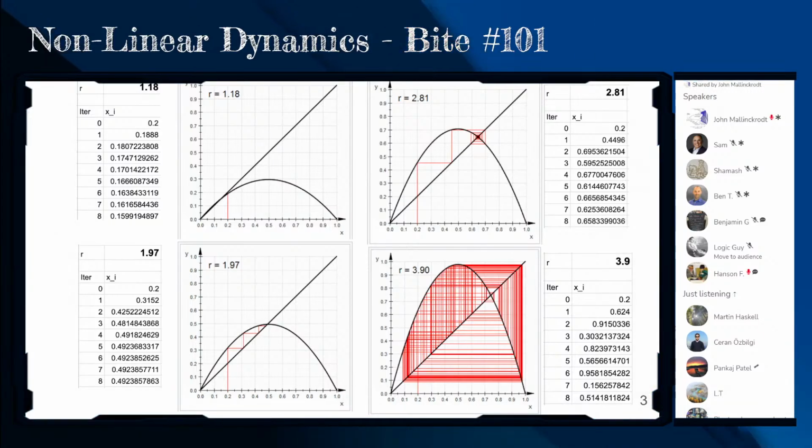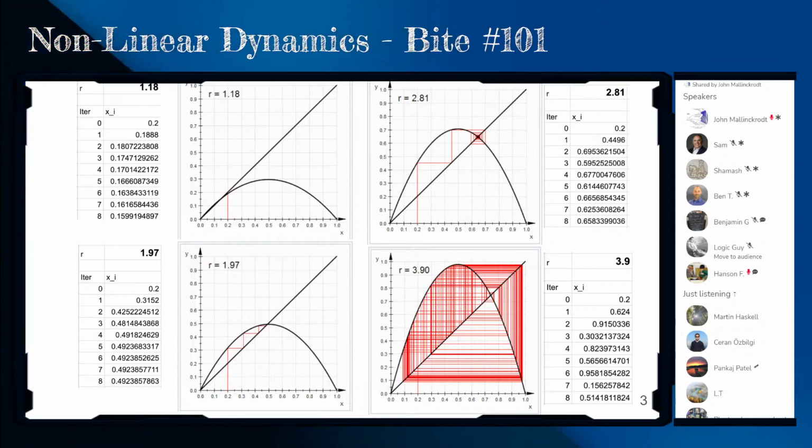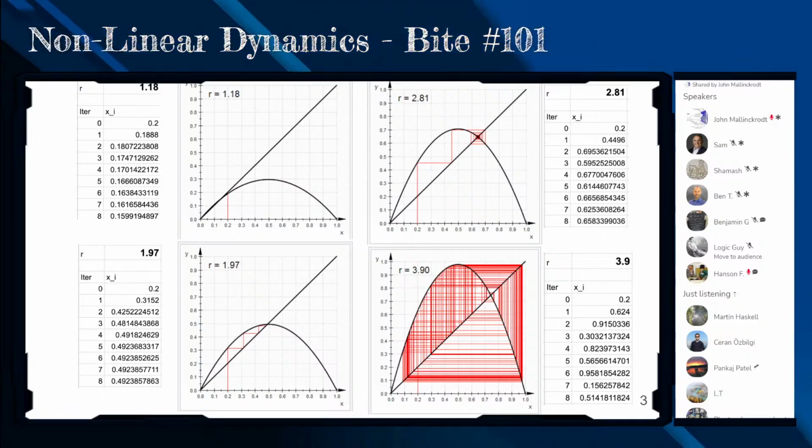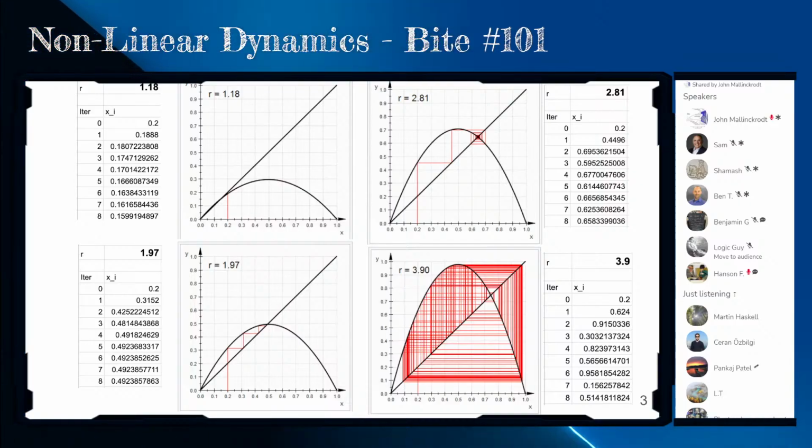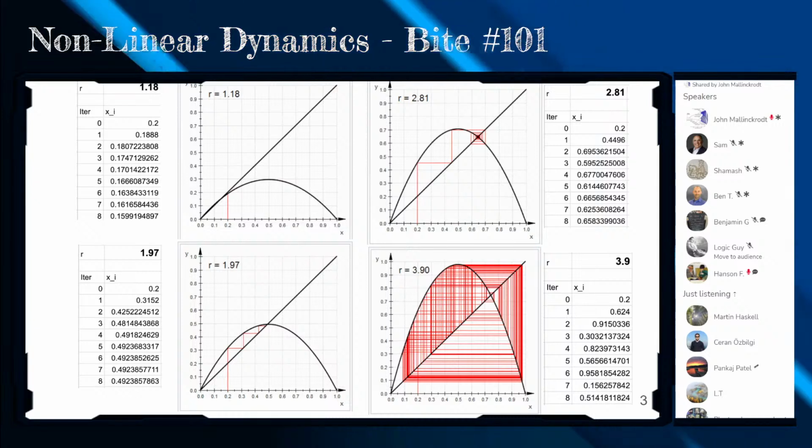R equal 3.9, you're into what's called the chaotic region. It turns out that in this case, the sequence never settles down. You put in 0.2, you will never again get 0.2. This sequence will go on forever. You won't get any given value, but you will never get the same value twice. As long as you iterate this function, you'll never get it to give you back the same thing and start over again.